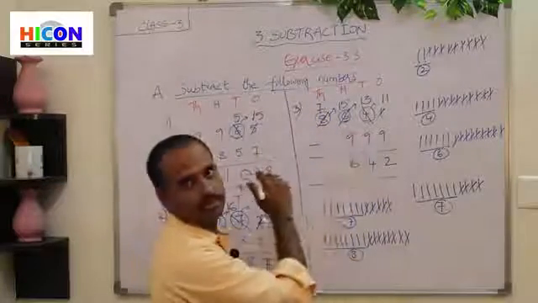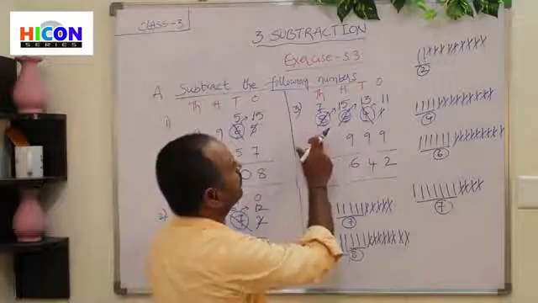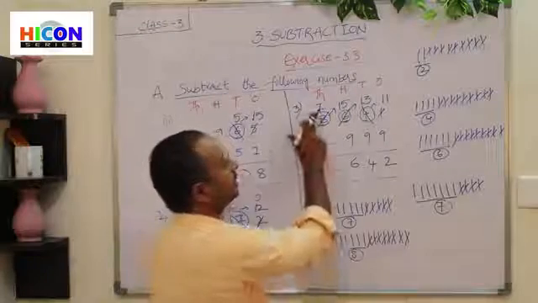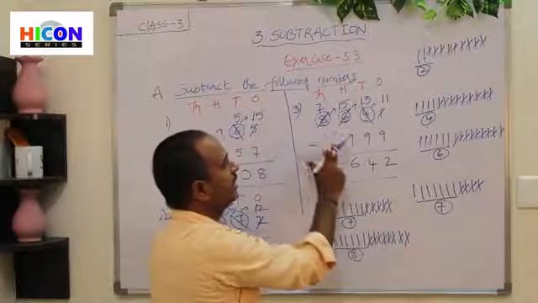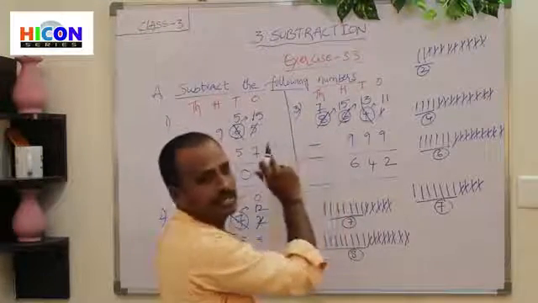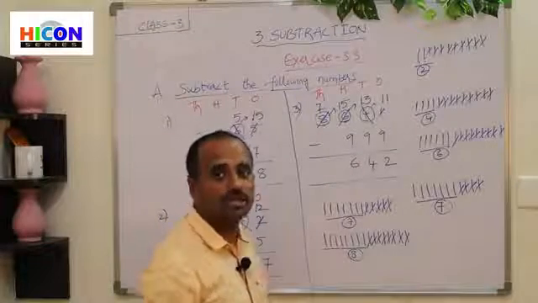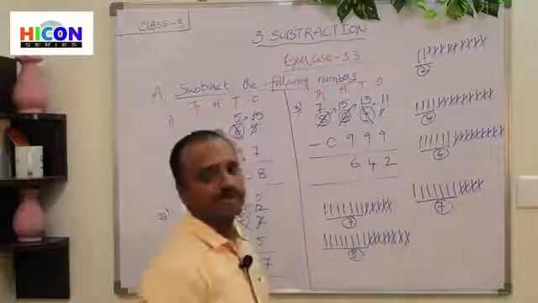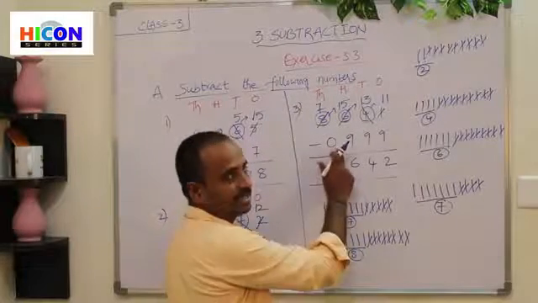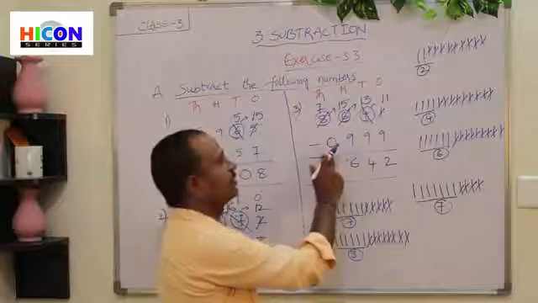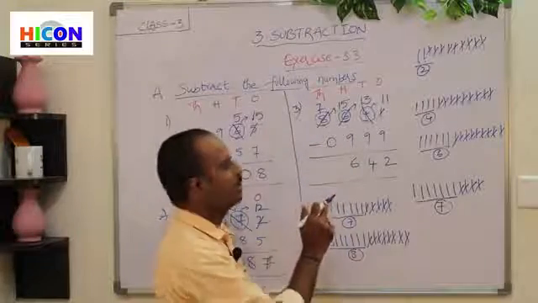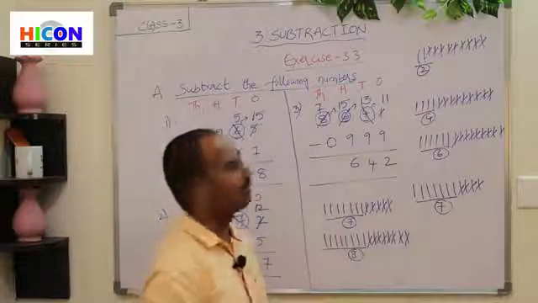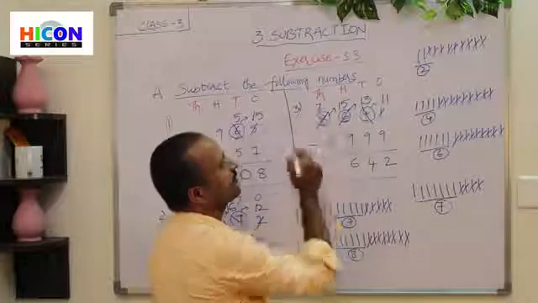Now go to the thousands place. So what are the digits present in the thousands place? So 7 is present in the first number and there are no thousands in the second number. So there are no thousands means nothing, which means 0. So no thousands means there are 0 thousands. So simply write 0. So now subtract 0 from 7.